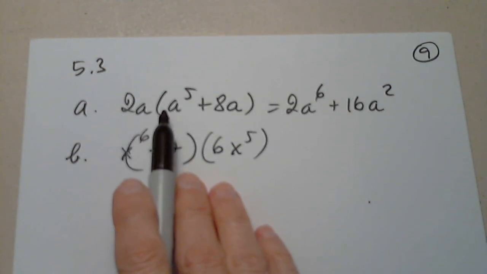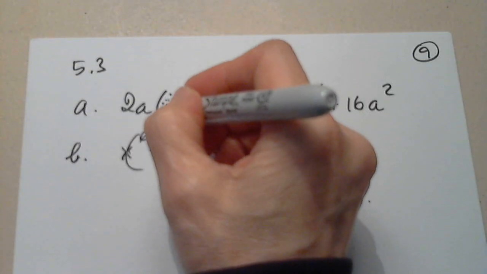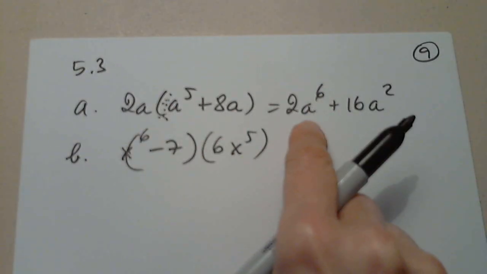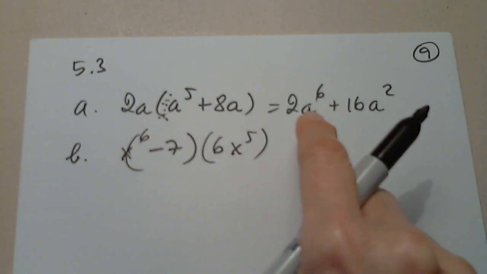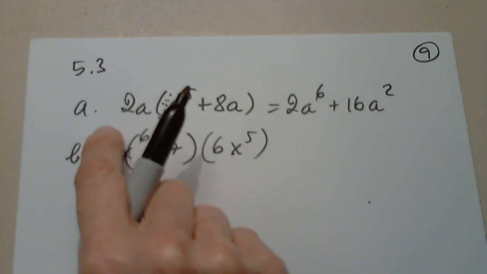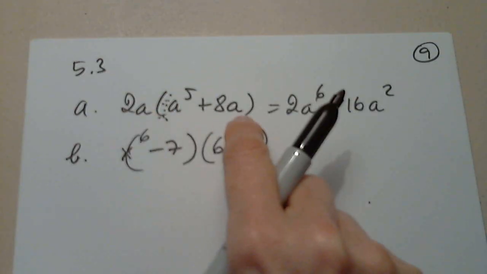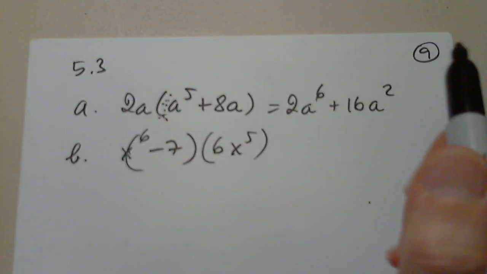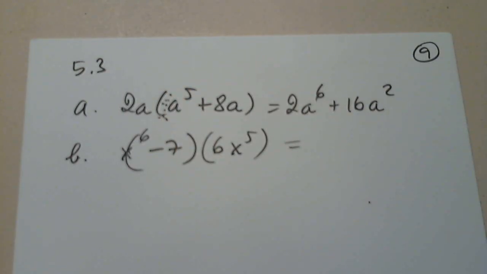Again, 2 times 1, there is an imaginary 1 in here. First the numbers, 2 times 1 is 2. A times a to the 5th, copy the base, add the exponents. 2 times 8 is 16. A times a, copy the base, add the exponents. Perfect.